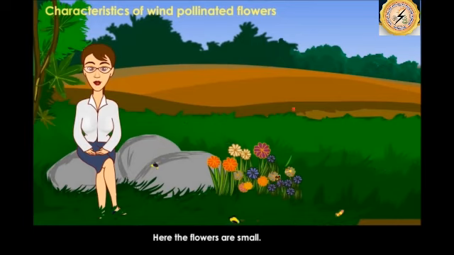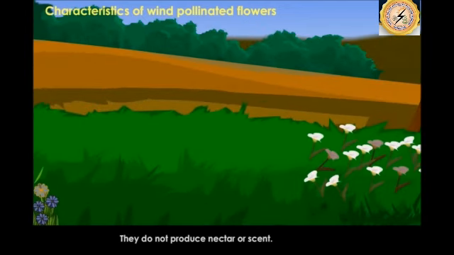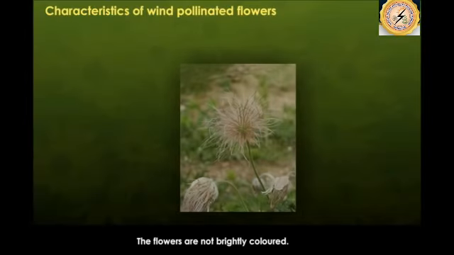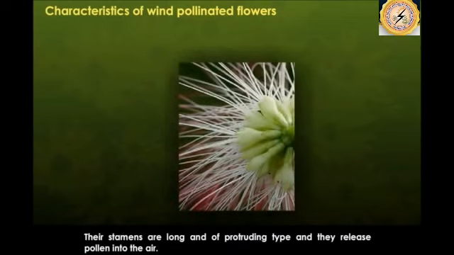So the flowers which are pollinated by wind, which are the various characteristics? Well, the flowers are basically small in nature. They do not produce nectar, that is the flower juice, or scent. The flowers are not brightly colored. The pollen is produced in very large quantities as the wastage is substantial. So a large amount of wastage of the pollen grain is there.